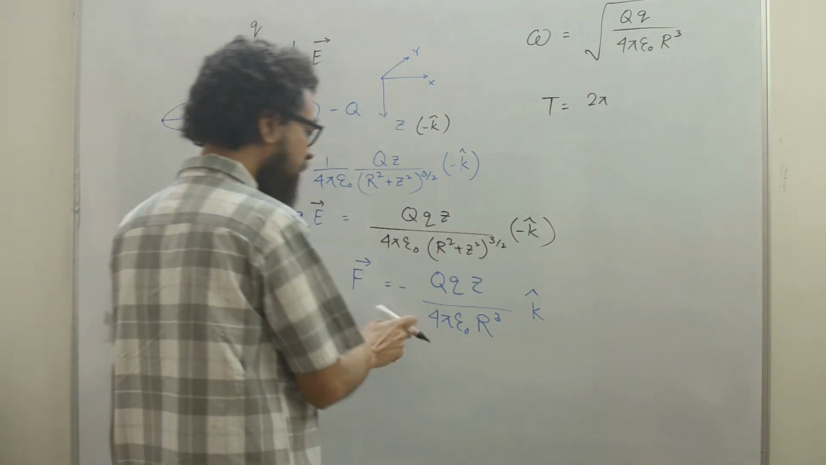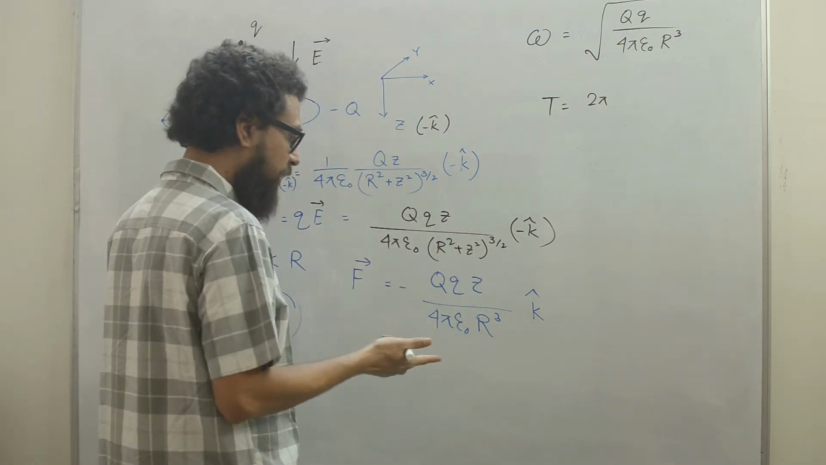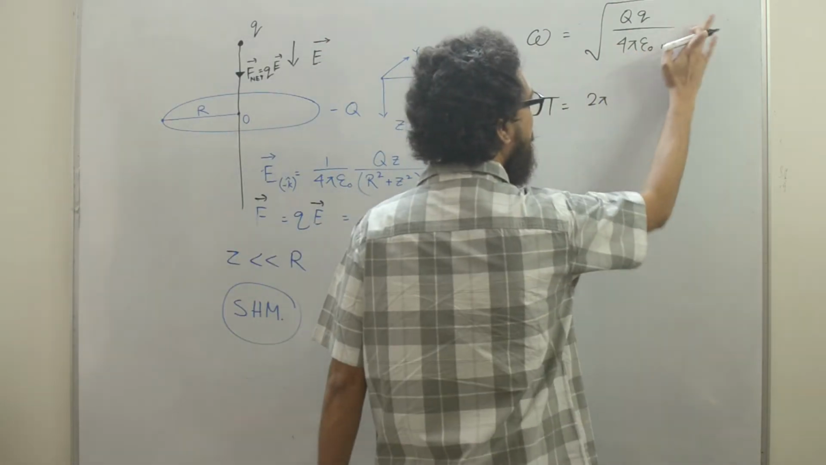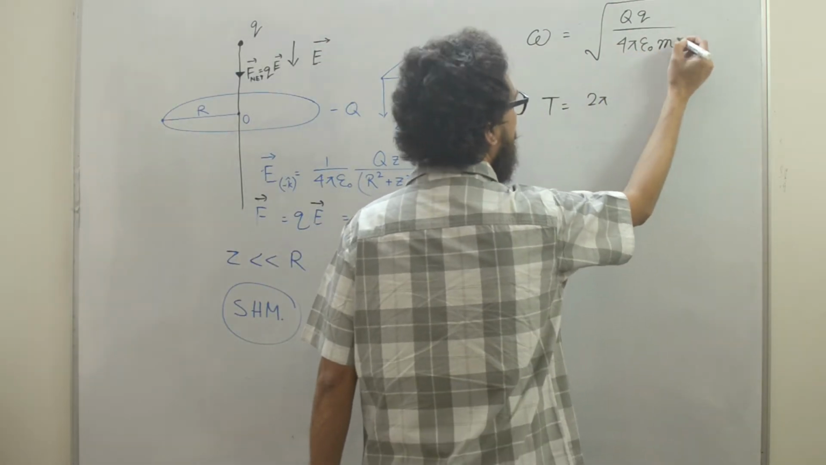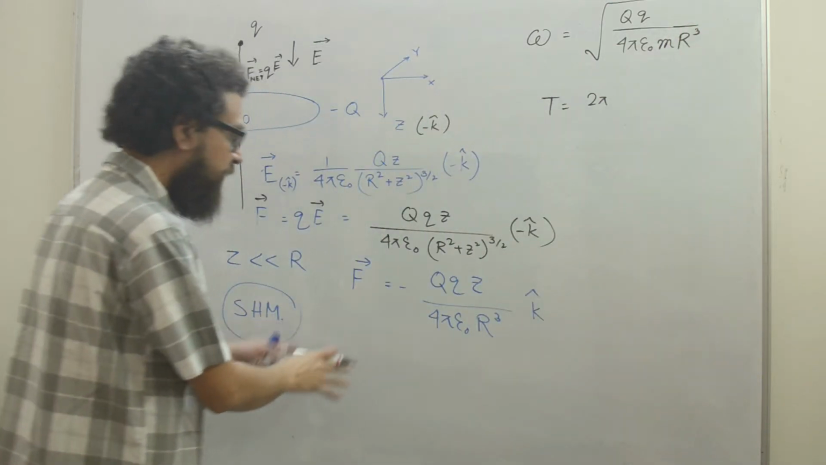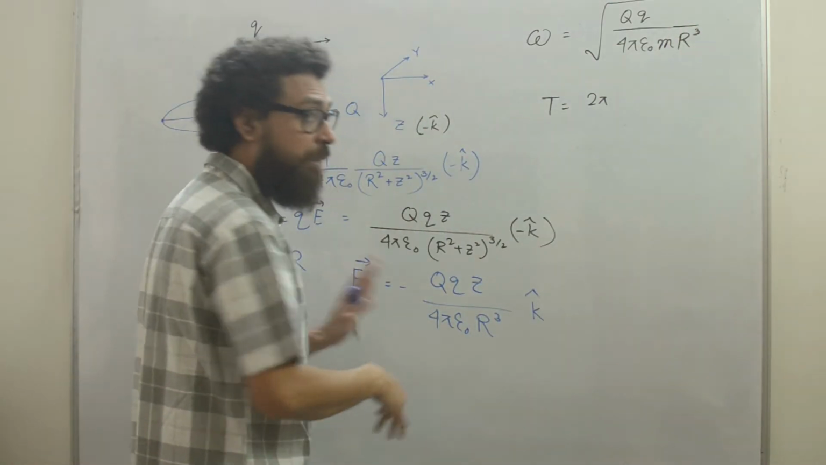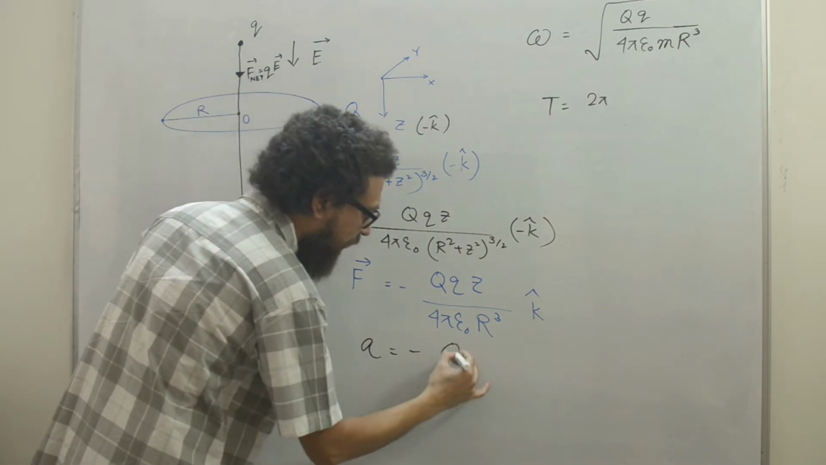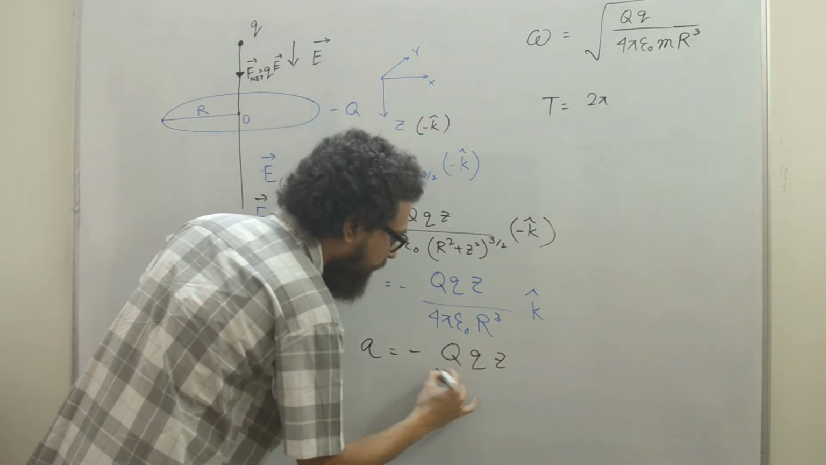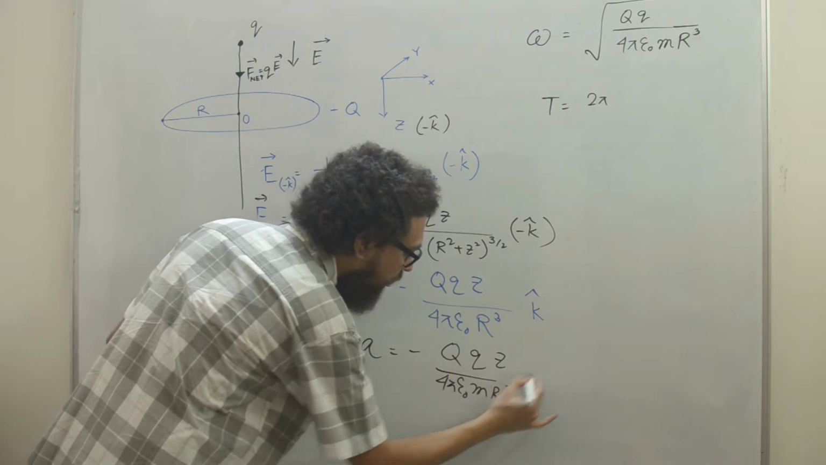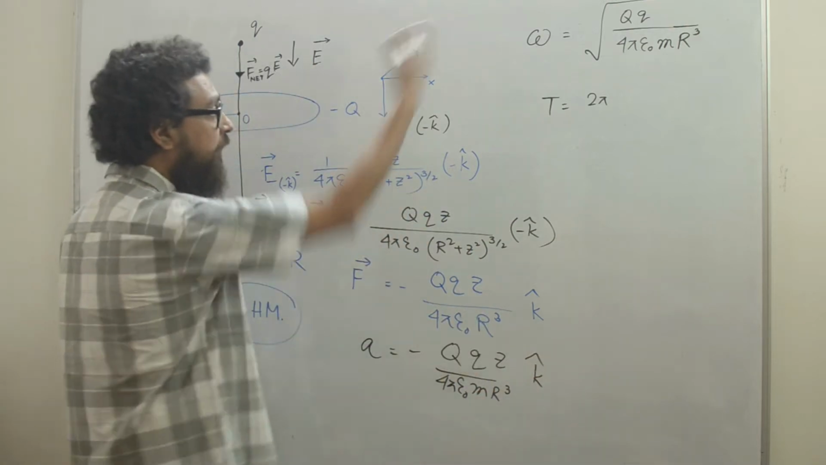There is another thing. This is force. So in order to find out omega, we have to divide it by m. I'm sorry, please rectify this. I actually directly wrote the value of omega from force, but actually it should be acceleration. Acceleration is minus capital Q small q z by 4 pi epsilon naught m r cube and k cap. So from here we can write this.